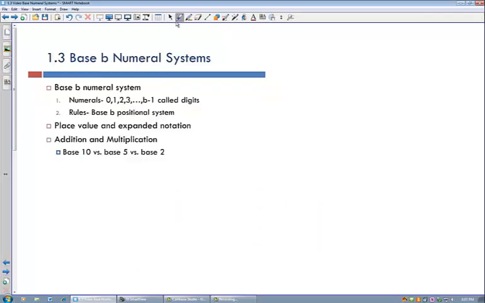All right, so the last thing we're going to talk about here is how do we add and multiply in different base numeral systems. I like these sorts of problems because I think they're interesting from the point of view that it demonstrates how little we really understand how to multiply and add. So basically what we've done is we've memorized a bunch of addition tables and multiplication tables.